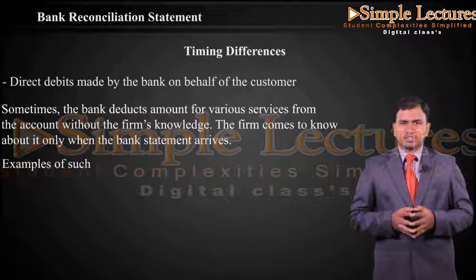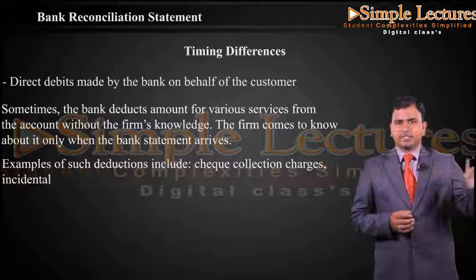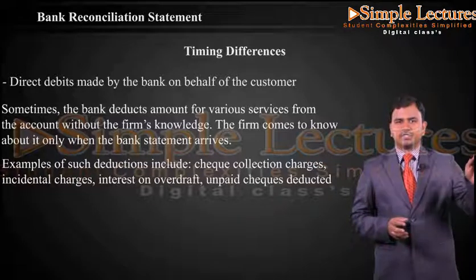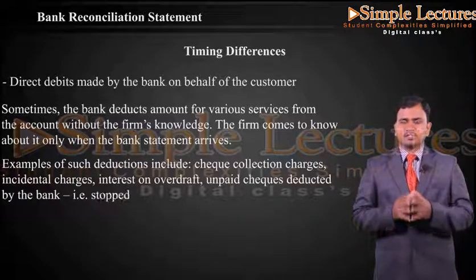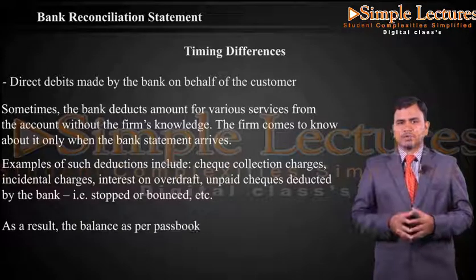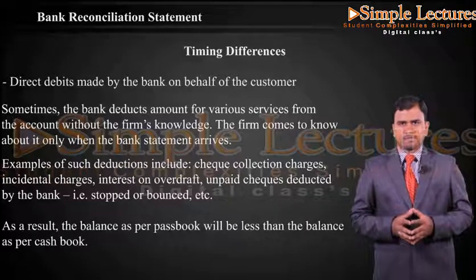Examples for such deductions include check collection charges, incidental charges, interest on bank overdraft, and unpaid checks deducted by the bank, that is, checks that are stopped or bounced, etc. As a result, the balance as per the passbook will be less than the balance as per the cash book.